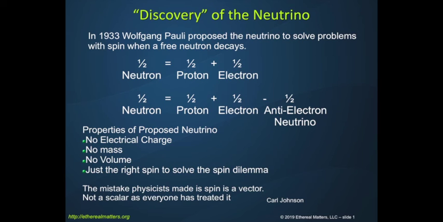And there's another gentleman by the name of Carl Johnson who goes through very clearly explaining that what really is going on here is that they made a mistake in their math. They're using scalar mathematics instead of vector mathematics. And when you use vector mathematics, the spin comes out, you don't need a neutrino. But this neutrino is pretty magical, let me tell you.